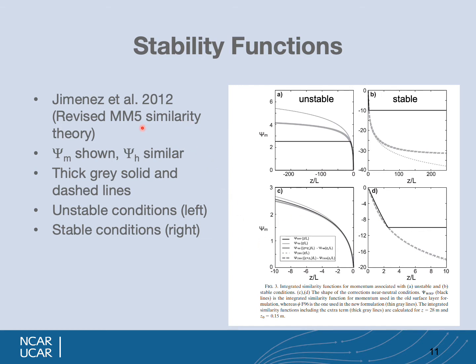This again shows the formulas in the revised MM5 similarity theory, but they all look very similar to this. The stability functions are fairly traditional parts of similarity theory. There's also a momentum and a heat version of similarity functions, and they also look kind of similar. Again, unstable conditions on the left and stable conditions on the right.